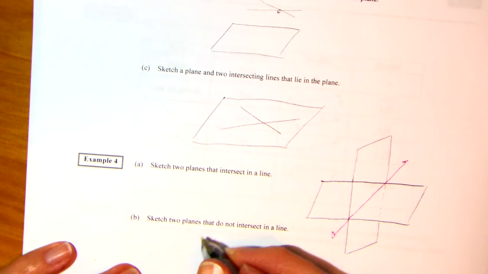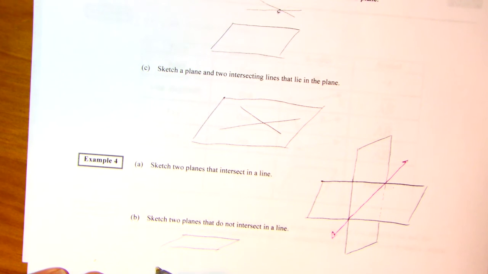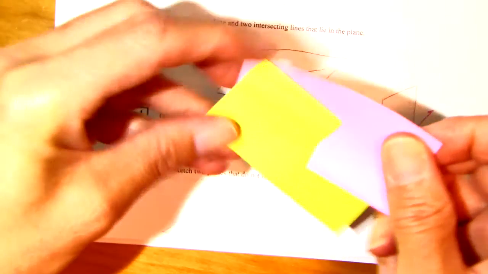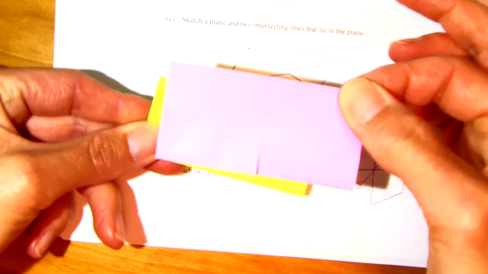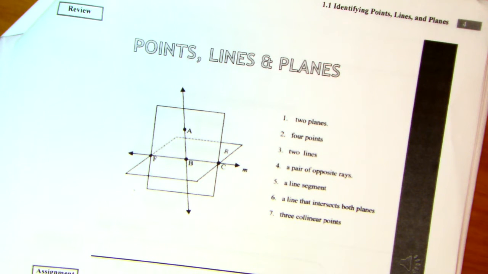And last but not least, just make 2 parallel planes, one above another. Okay, so basically if I took these 2 planes, I'd have one above the other, so they're like parallel. I know it seems easy, but so far, it's only the first section. We will be using all of this stuff throughout the whole year.